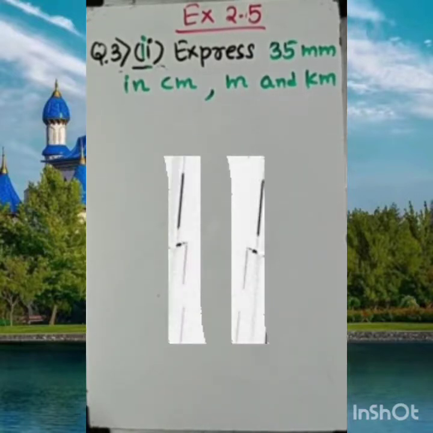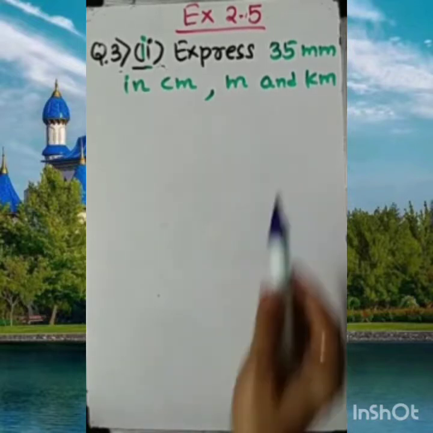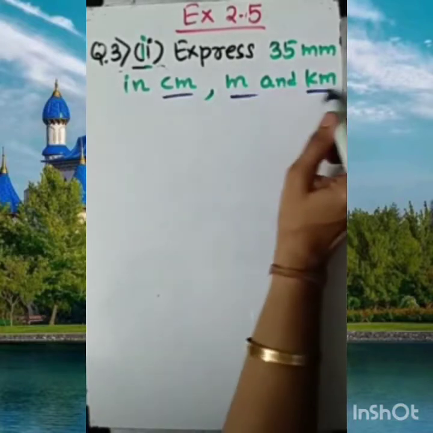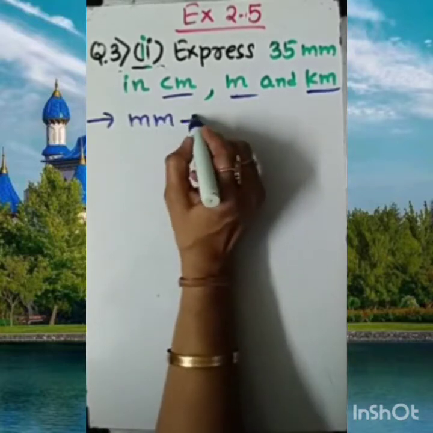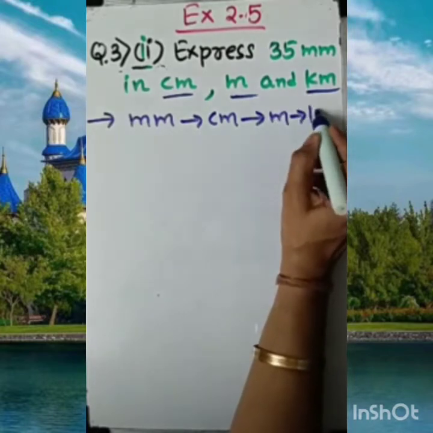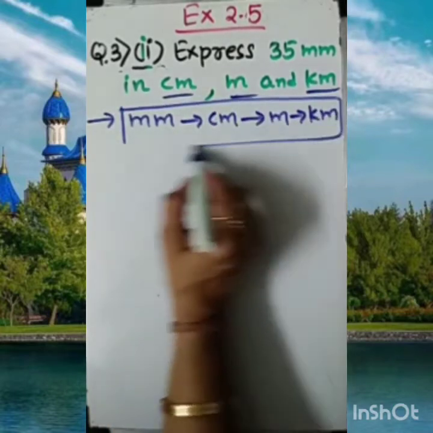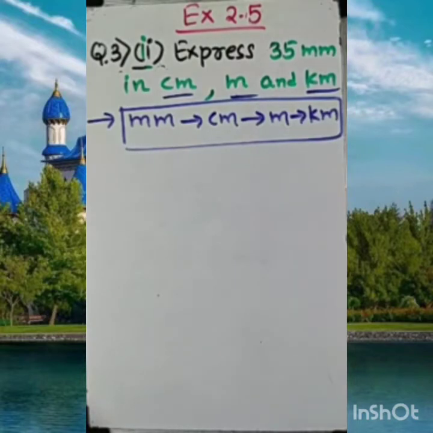So my dear student, here question number 3, it's the second question we are given. Express 35 millimeter into centimeter, meter and kilometer. Okay, means from millimeter we have to convert into these 3 units, one by one. First I am mentioning we need to convert millimeter to centimeter, centimeter to meter, and of course meter to kilometer. This is the sequence. Actually this is the smallest unit, millimeter, and this is the biggest unit of length, right?